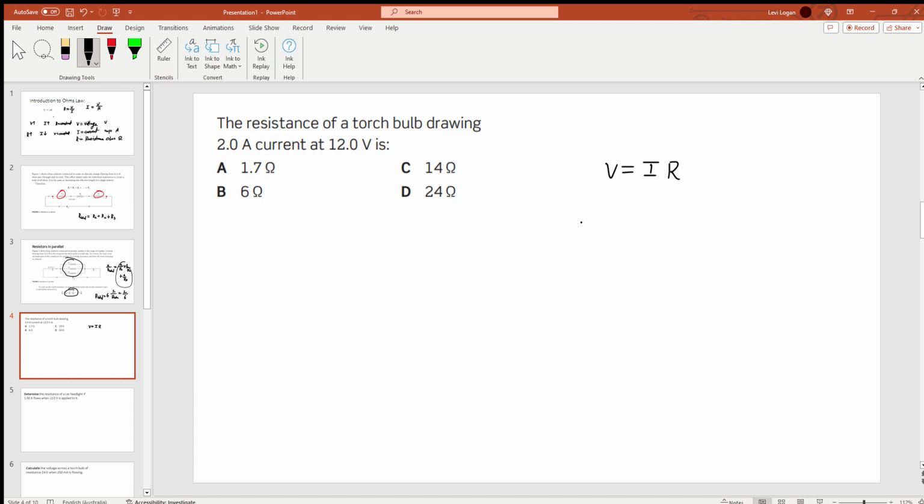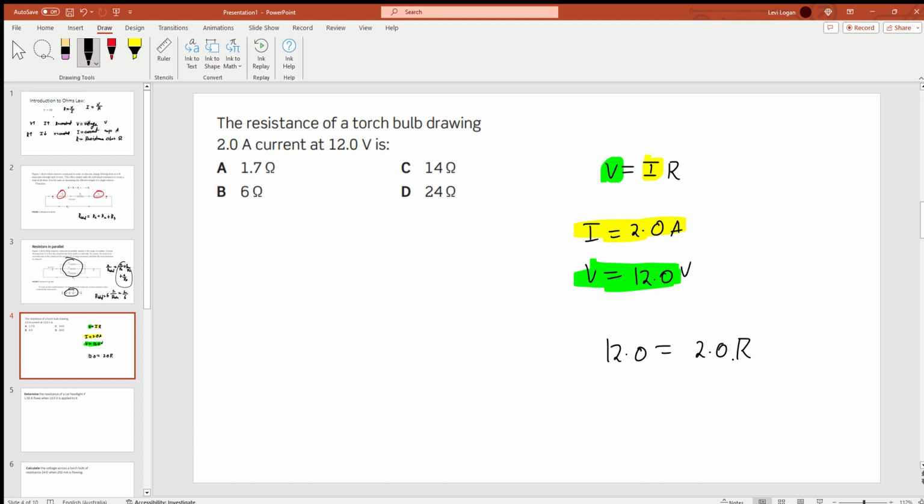So what we've been given is current, because remember that's the units for it in amps. So I is 2.0 amps. And we don't know what resistance is, but we have been given volts. So V is 12. So if I were to plug this into our formula, I would replace wherever the V is with the 12, and wherever there was an I, I'd put the 2. So it's going to be 12 equals 2.0 times R.